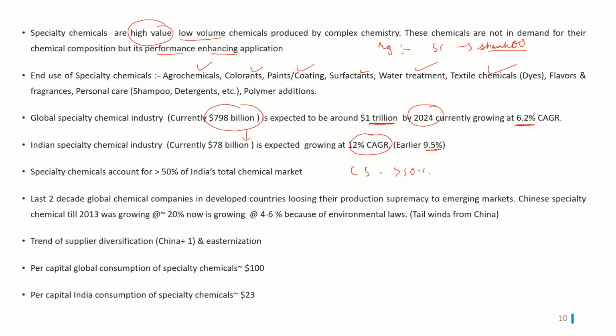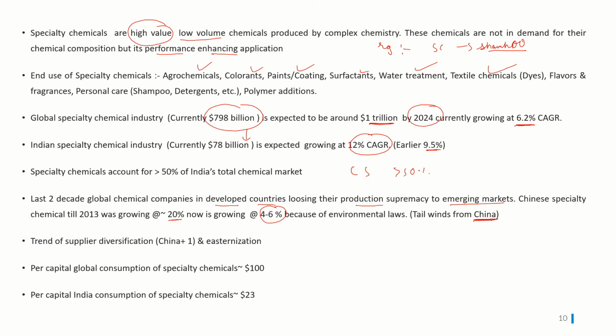In the last 2 decades, what was happening? See, westernization is now getting transformed into easternization. That is, the developed countries are losing their production supremacy to emerging markets, and China was the major beneficiary of this, right? But now in the last few years, the environmental laws in China have become much more strict. The CAGR growth rate of the specialty chemical market in China till 2013 was around 20%. But because of stricter environmental laws, it is only around 4 to 6% now. So India is looked at as an alternative to China.